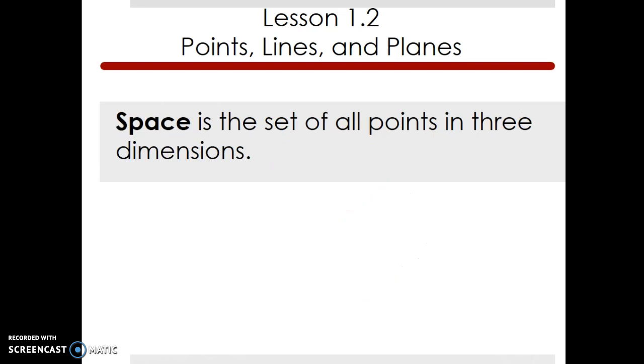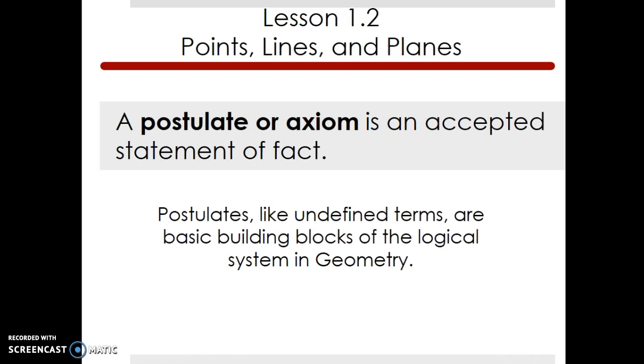A space is a set of points in 3 dimensions. And a postulate or an axiom is an accepted statement of fact. So postulates, like undefined terms, are basic building blocks of the logic system in geometry. So those are things that you already know are true. There's no proving why they're true. They're so logical that we accept that they're true.